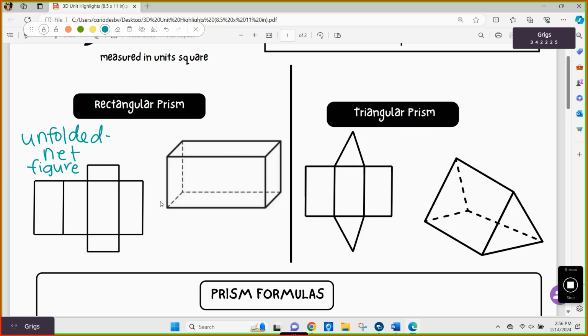Alright, looking at this net figure, because the net figure is going to be easier to see my faces and bases. How many sides does this have? 6. So a rectangular prism has 6 sides. And what comprises those 6 sides are 2 bases, 2 rectangular bases. Your bases are going to be whatever is flat on the ground. Does that make sense?